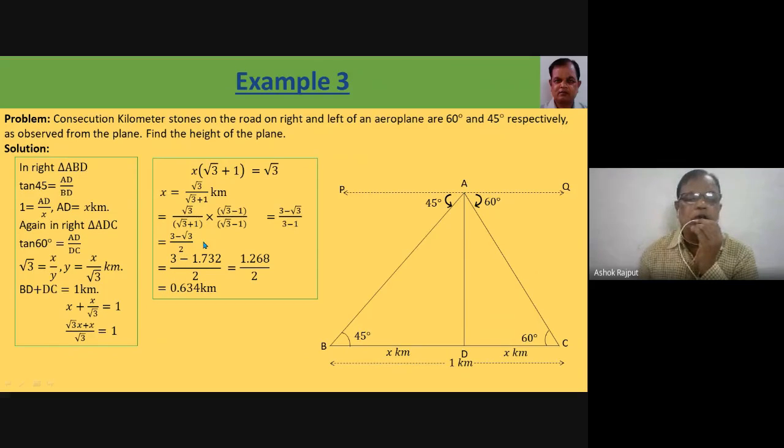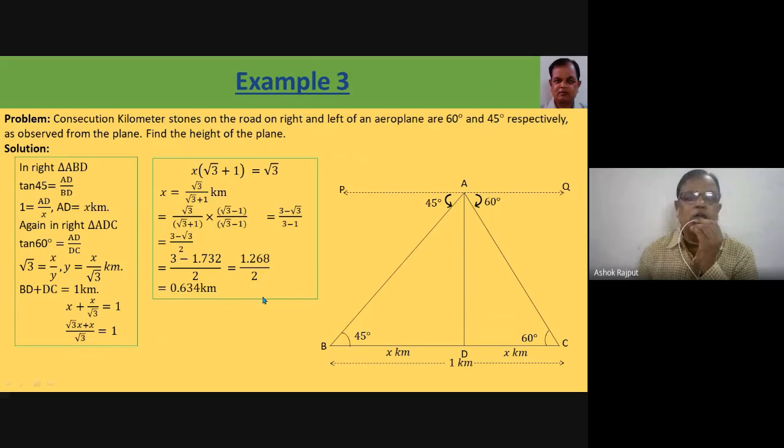So we can put the value of root 3 as we have written already. Its value is 1.732. After subtracting, we will get 1.268 by 2. Now we will divide it by 2. We are getting 0.634 kilometer. It is the height of the aeroplane.